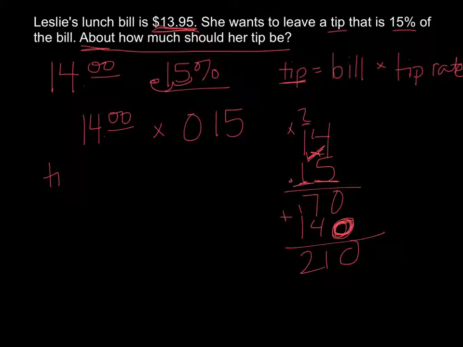So my tip is going to equal 210. Wait a minute, $210 on a $14 bill? I don't think so. That is because I forgot to move my decimal point back 2 spots. So my tip should really be $2.10.